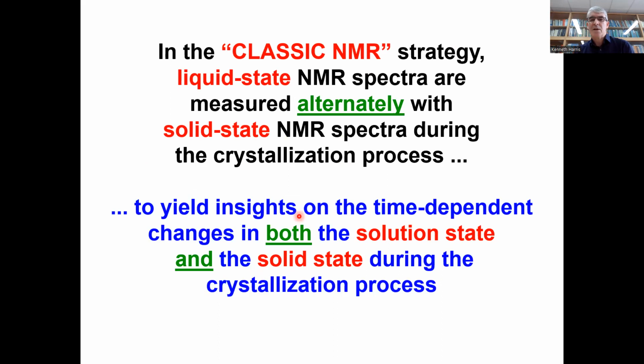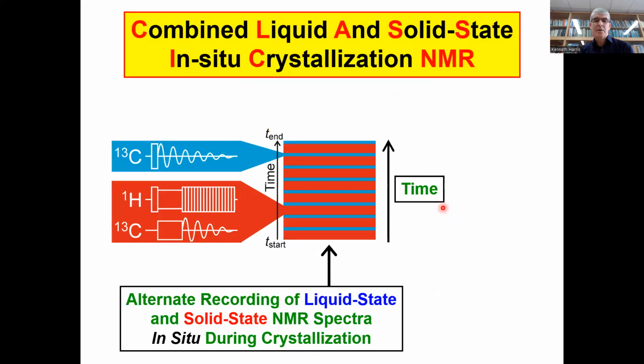And what we do here is we have two, or in some cases more than two, but at least two different pulse sequences. One allowing us to measure the liquid state NMR spectrum selectively, and one pulse sequence allowing us to measure the solid state NMR spectrum selectively. And we simply alternate between these two different pulse sequences during the crystallization process. So this gives us insights into time-dependent changes, both in the solution state and in the solid state during the same crystallization process.